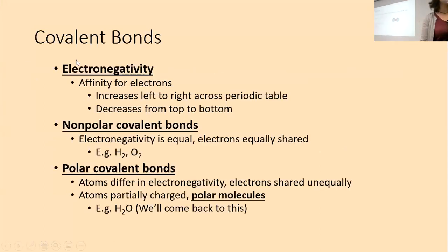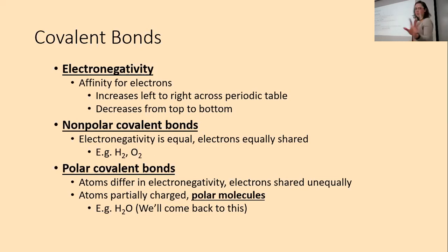Now, except, right? It can never be that simple. So in covalent bonds, we have to deal with something called electronegativity, right? And electronegativity is just an element's affinity for electrons, right?